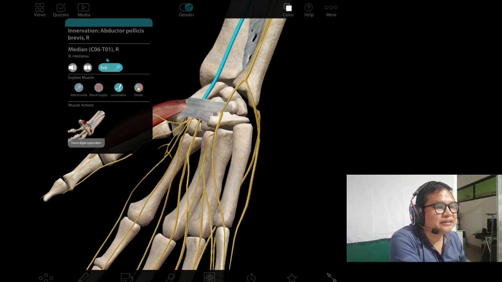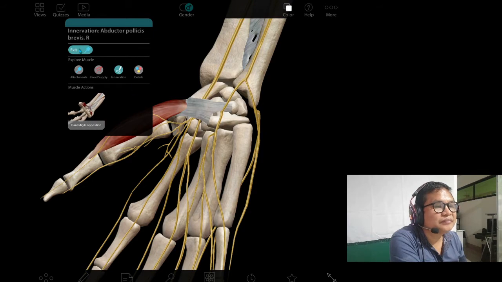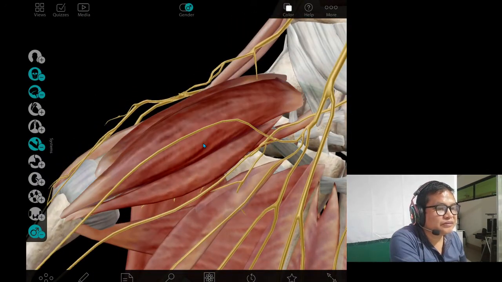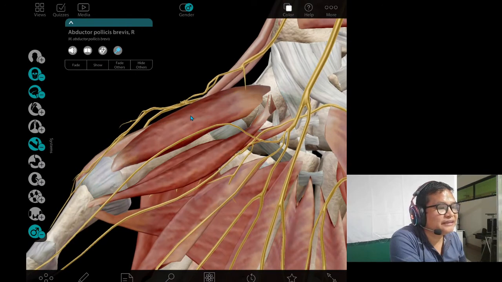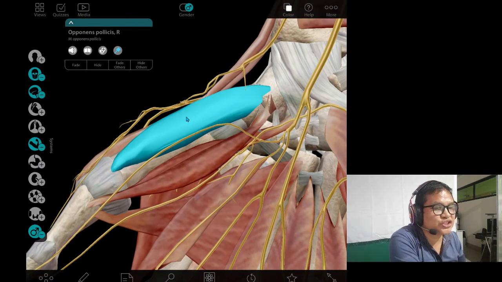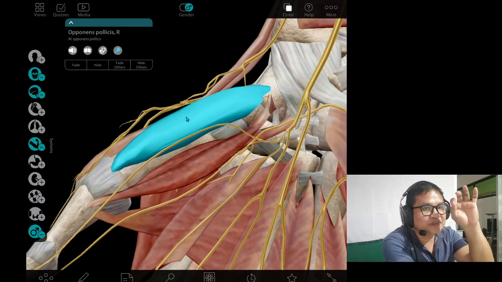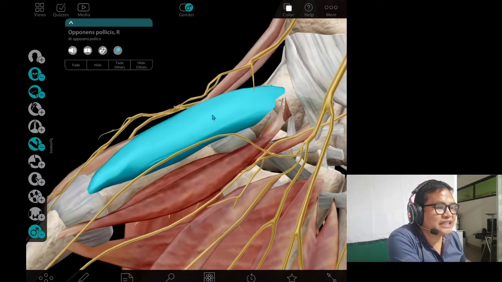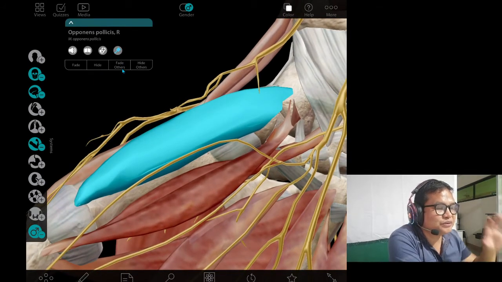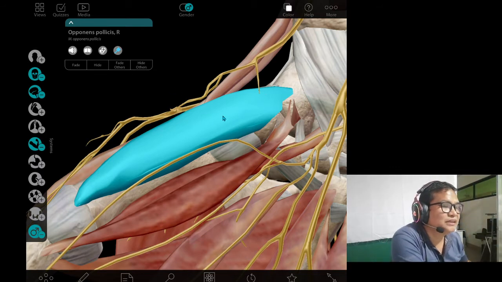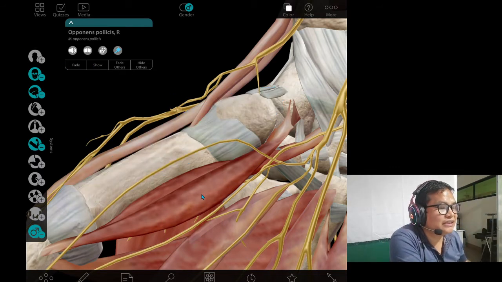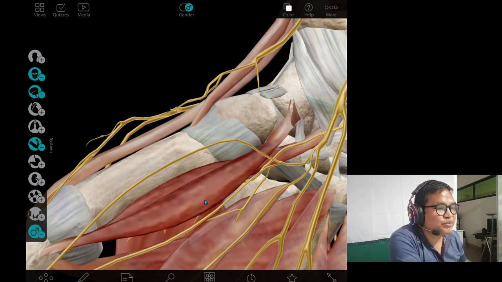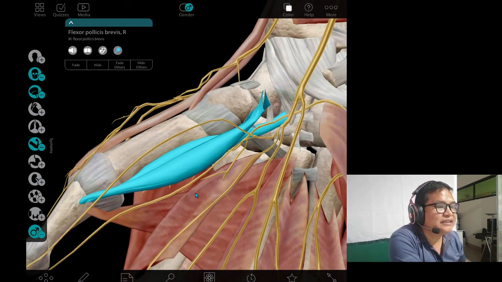Now, if we remove this, we also have here the opponens pollicis for that movement. Opponens from opposition. Again, that is its function, to perform opposition. So let's hide that one. Again, we have here the flexor pollicis brevis. Another intrinsic muscle of the thumb.